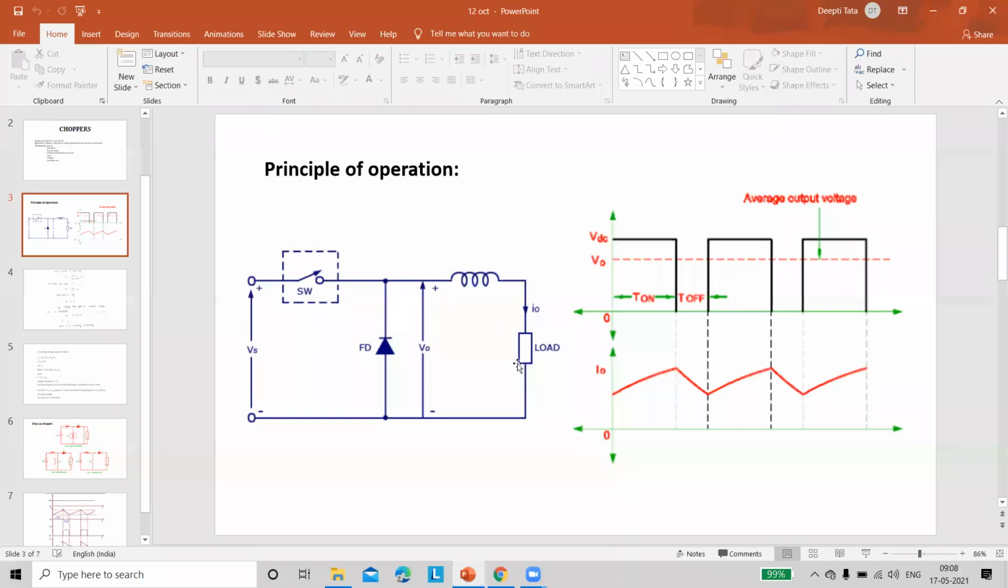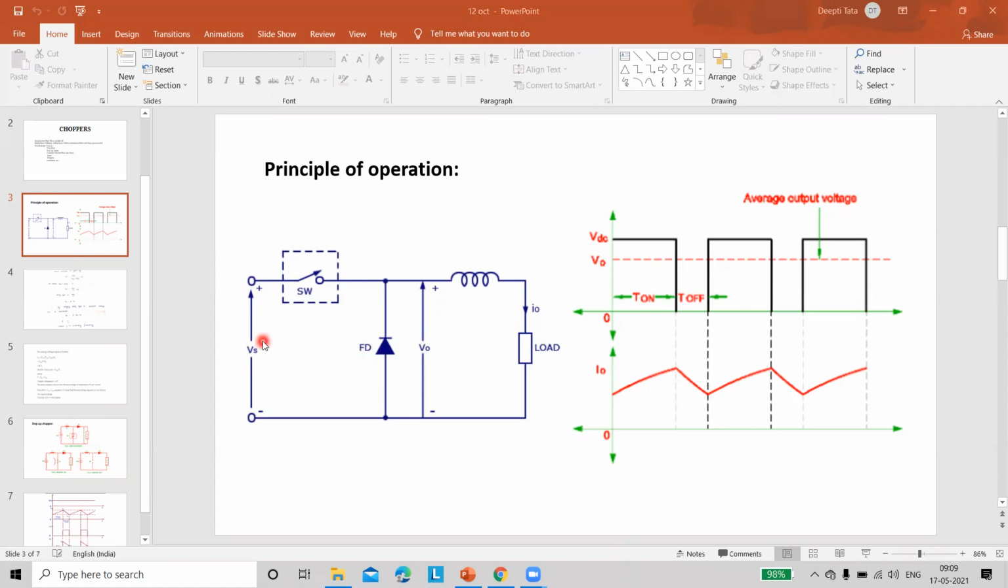Simply, the load is a resistance load for us. Maybe if you want, you can use a DC motor or a corresponding electrical drive, whatever you require. And here the basic purpose of the freewheeling diode is to provide the path for the current which is released by the inductance. That means whenever the inductance is going to deliver the energy, in order to provide the path, you are going to use this diode. That's why we are calling it a freewheeling diode, and it is represented by FD. FD indicates it is a freewheeling diode.